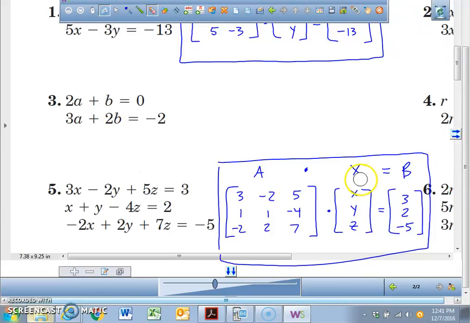So that's the first thing I want you to do right now. Go ahead and take your time and energy, do the first 6 problems and get them all organized. And then we're going to do problem 7 with the calculator.